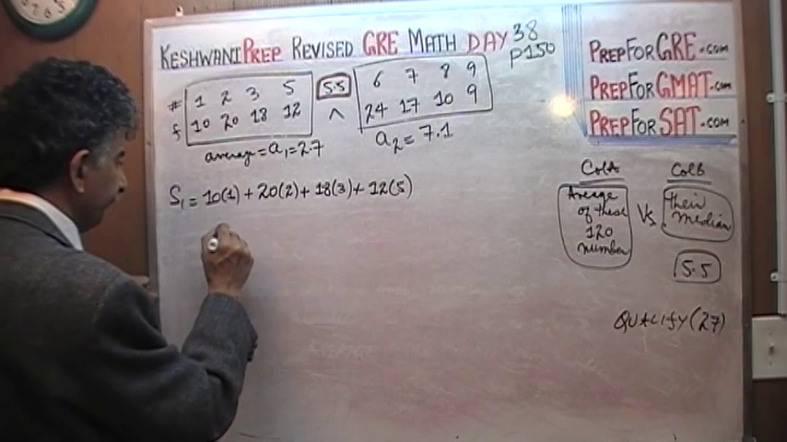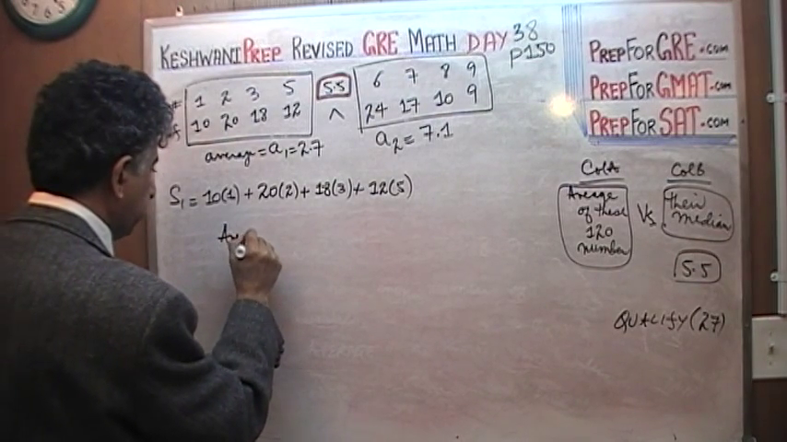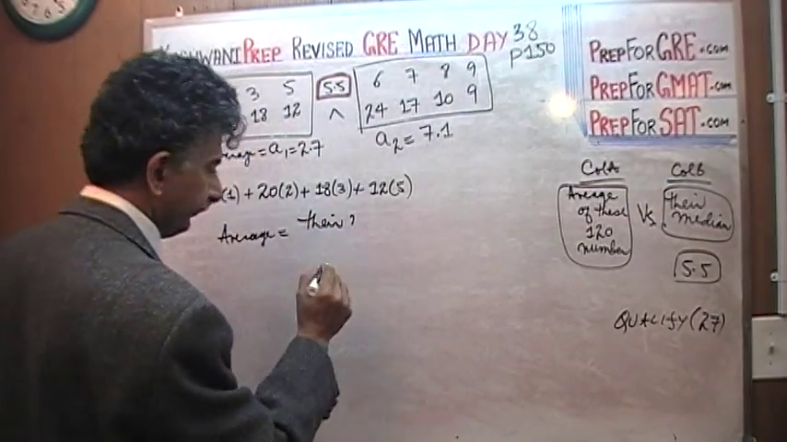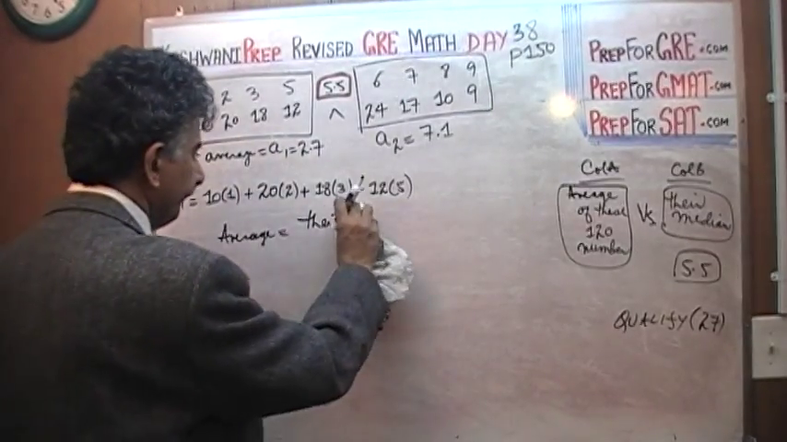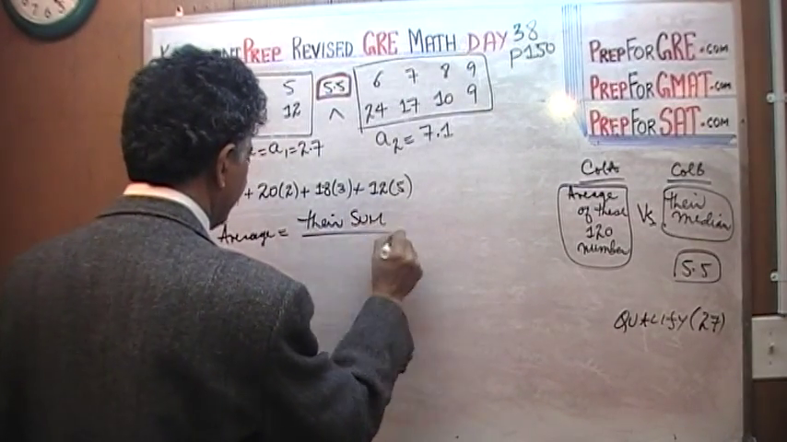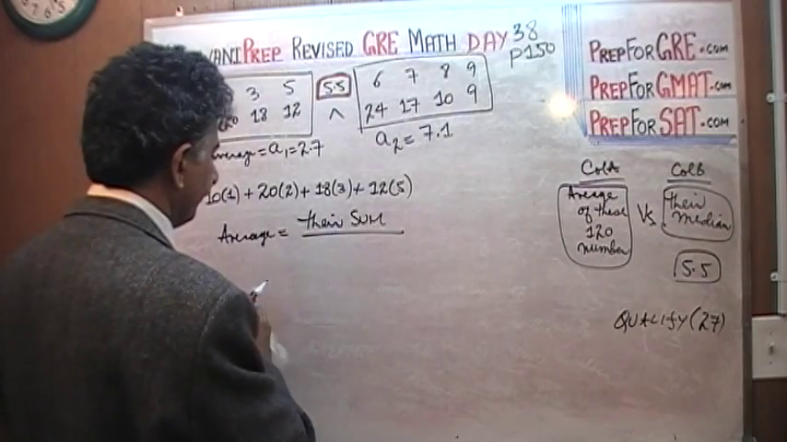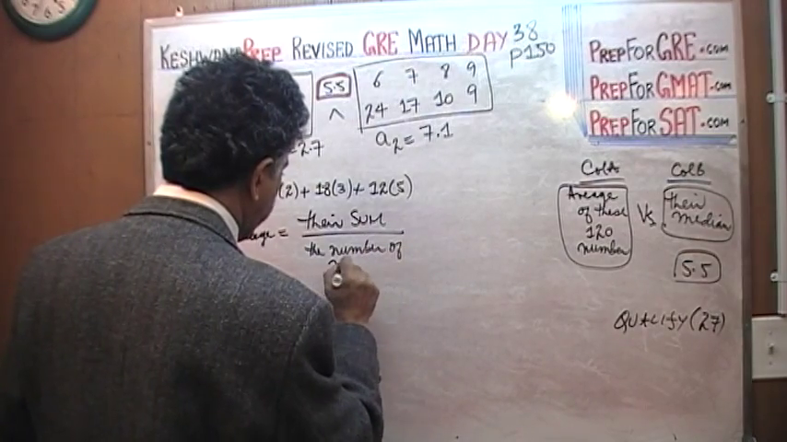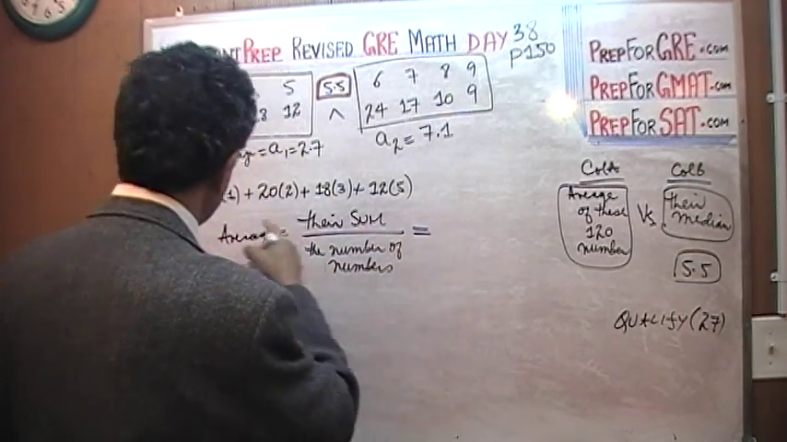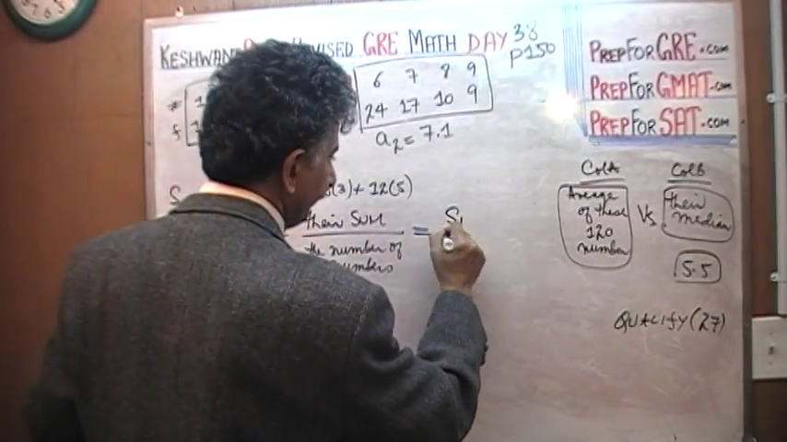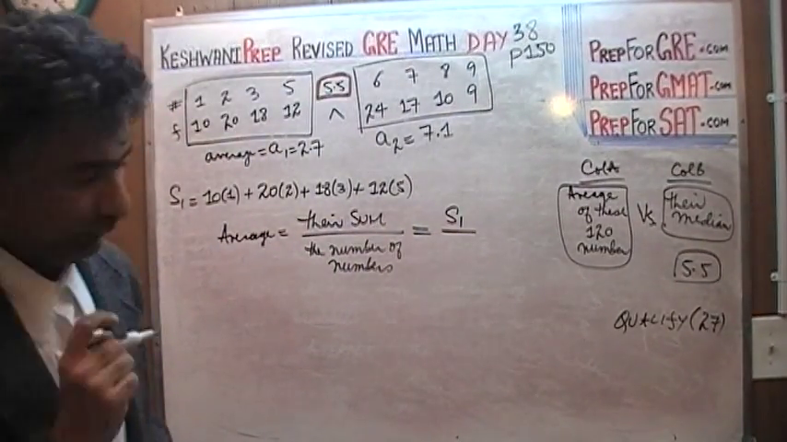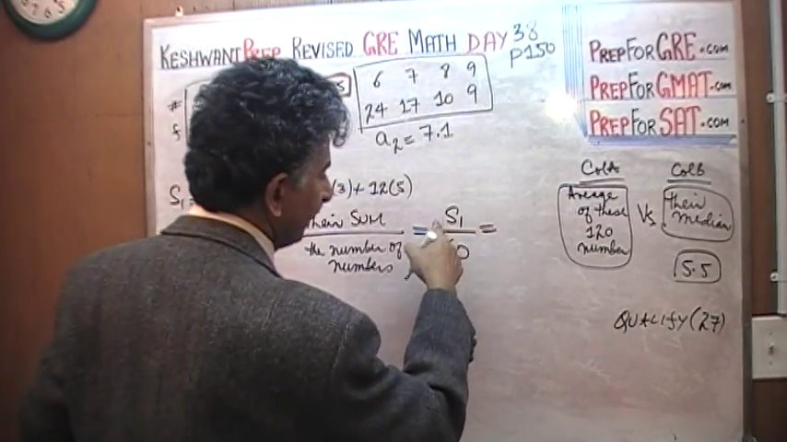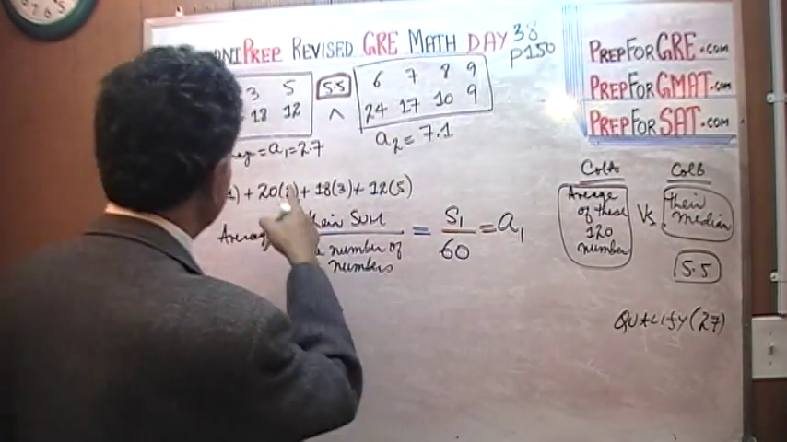How do we find the average of numbers? Well, the average of any group of numbers is simply their sum divided by the number of numbers. Their sum is what we're calling S1. And the number that we have here is 60. There are 60 of them. And this sum divided by 60 is what we're calling A1, which is the average.